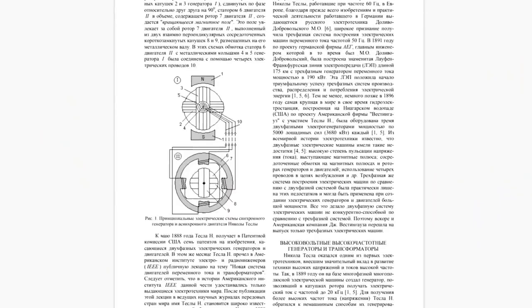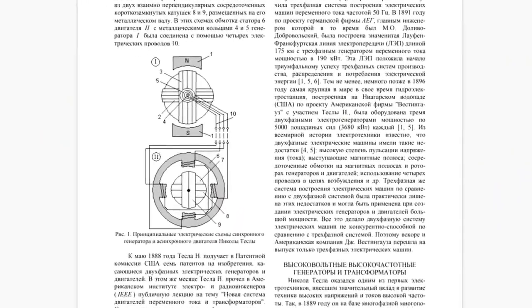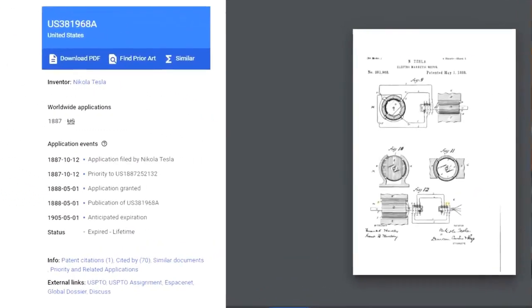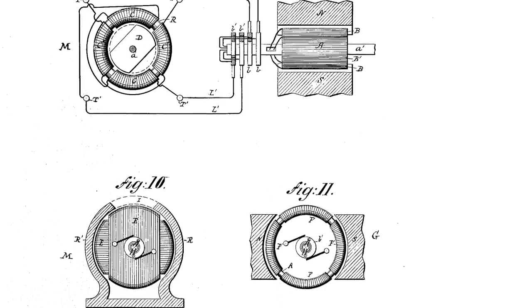This two-phase system was proposed by Nikola Tesla, and he patented it in 1888. This time I actually found this US patent in the Google patent system, and you can check it out via the link in the description. And right now I'll even show you a fragment of that very patent from that year.